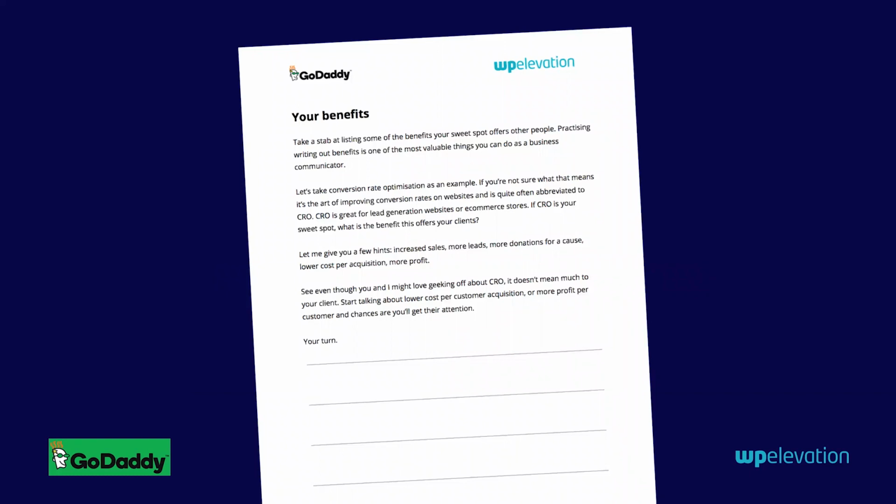So page 2 of the worksheet looks like this, and we've included some instructions on this page to help get you started, and I've included the example that we talk about here. So your job at the end of this webinar, once you've worked out your sweet spot, is just to write down, okay, what benefits does my sweet spot offer other people?